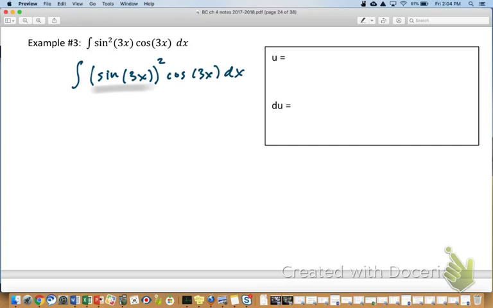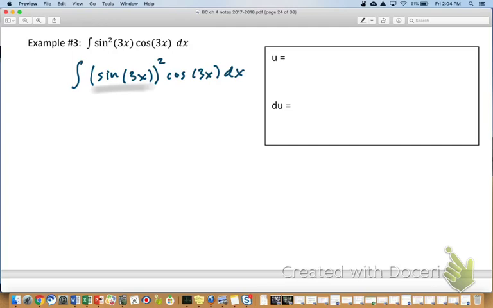If we thought about this like my little analogy with the boxes, what would you say is the little itty-bitty box way on the inside? 3x. That's right. What would you say is the middle-sized box? Sine of something, in this case sine of 3x. What's the biggest of the boxes? Squared. Something squared.